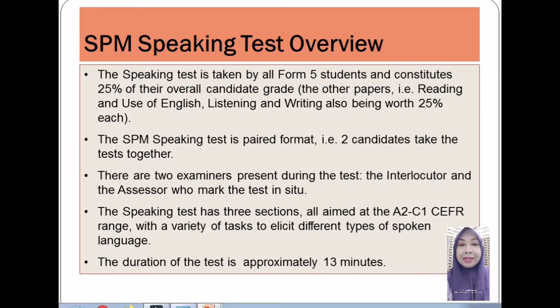The SPM Speaking Test is a paired format, that is, two candidates take the test together. There are two examiners present during the test, the interlocutor and the assessor, who mark the test in situ. The speaking test has three sections, all aimed at the A2 to C1 CEFR range, with a variety of tasks to elicit different types of spoken language. The duration of the test is approximately 13 minutes.